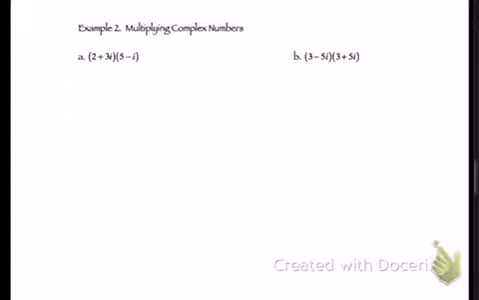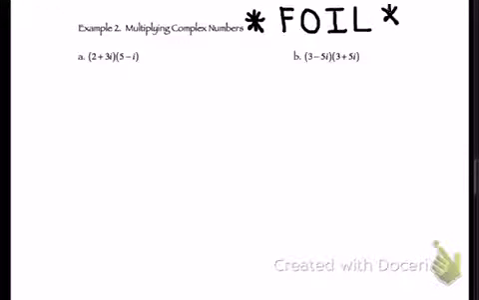Okay, so let's pick up where we left off. I'm going to start with example 2. If you take a look, we are multiplying complex numbers. I want you to look at letter A. There are two binomials. Look at letter B. There are two binomials. How do you multiply two binomials together? You should be saying to yourself, I know that when I multiply two binomials together, I use the FOIL method. Remember FOIL: first, outside, inside, last.